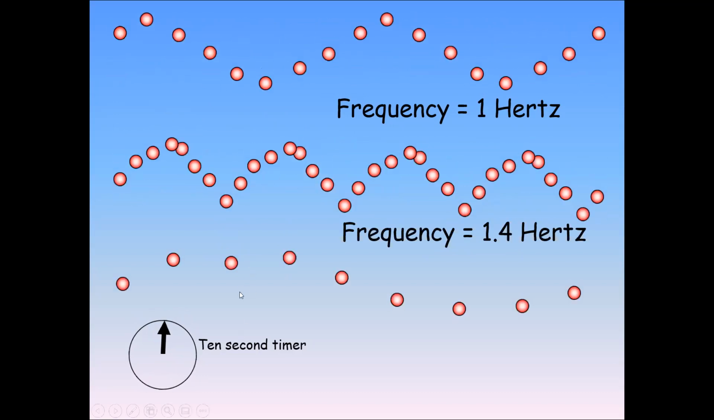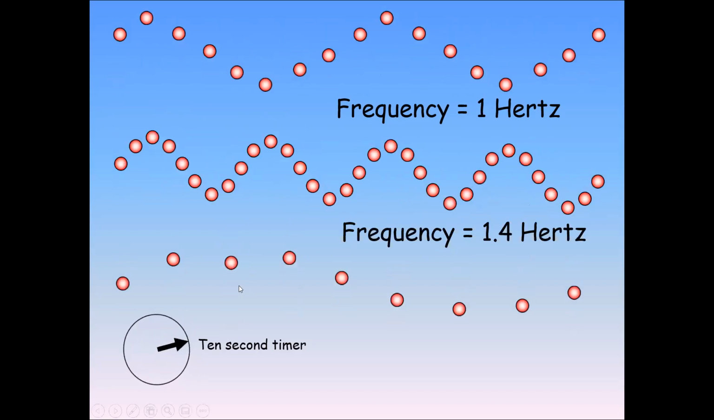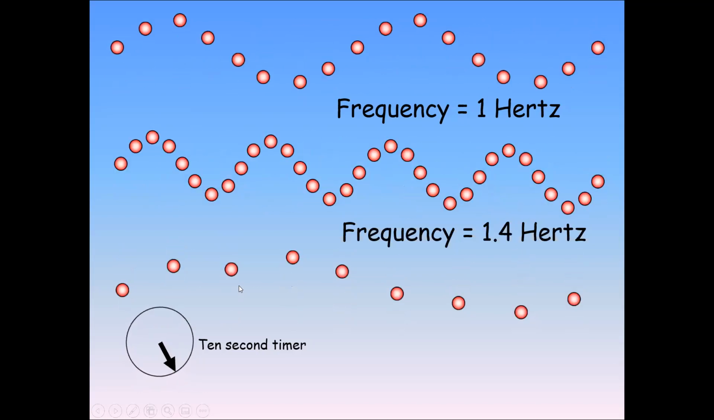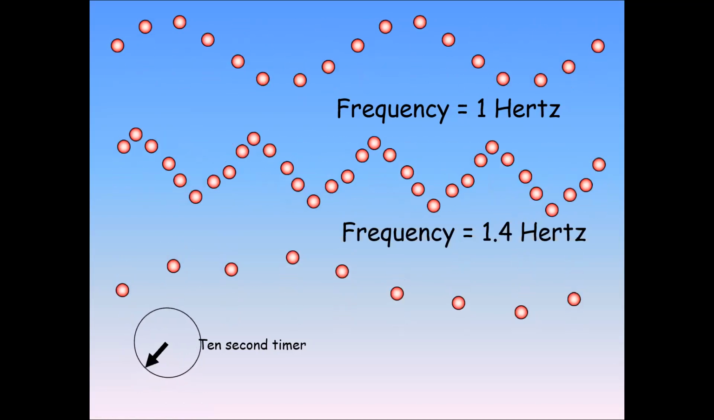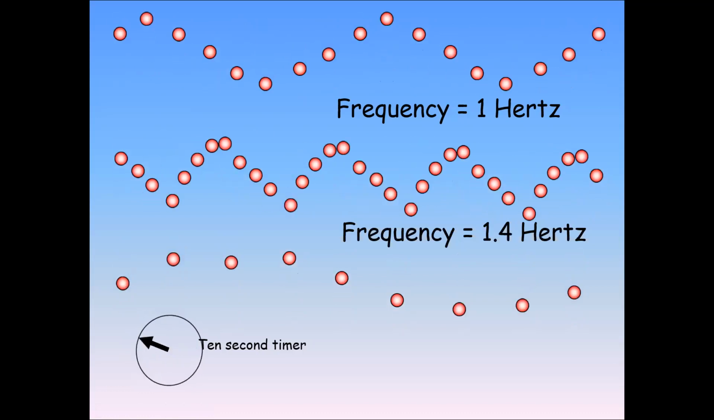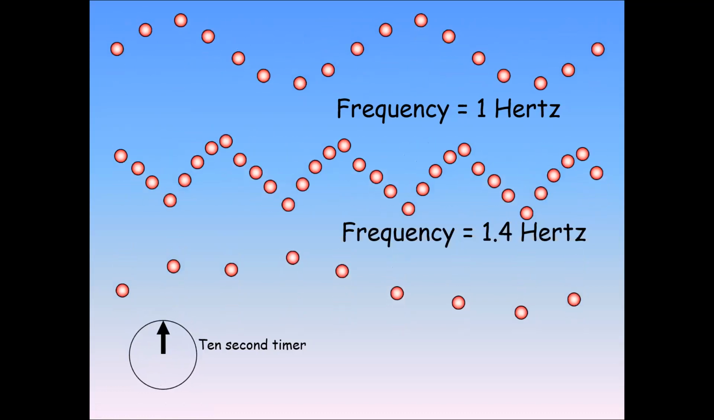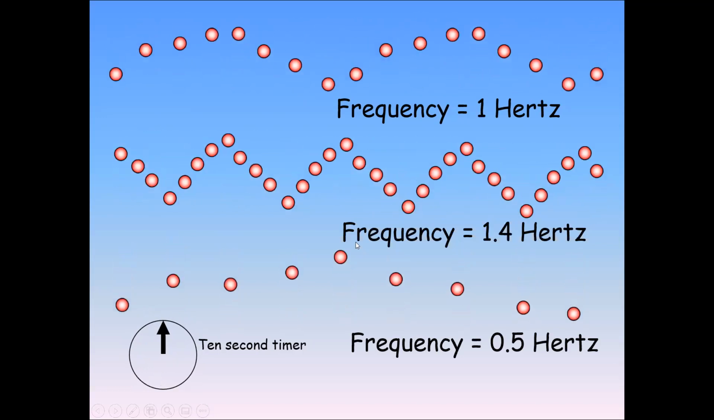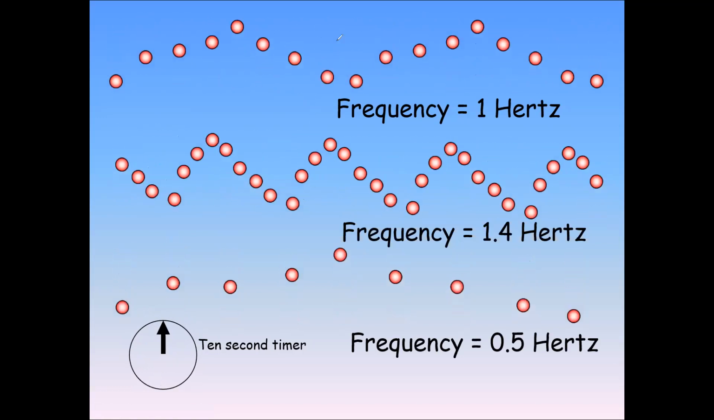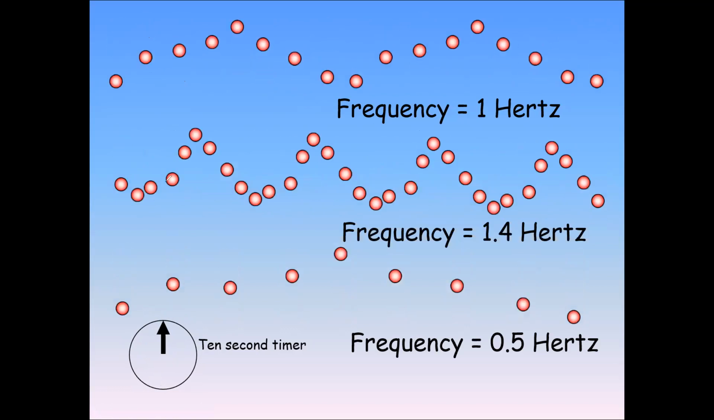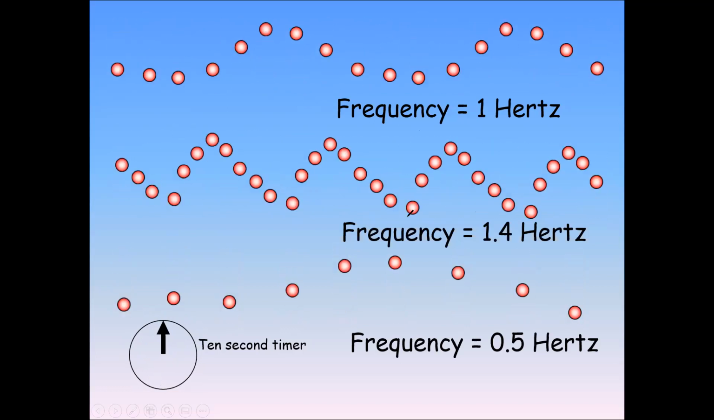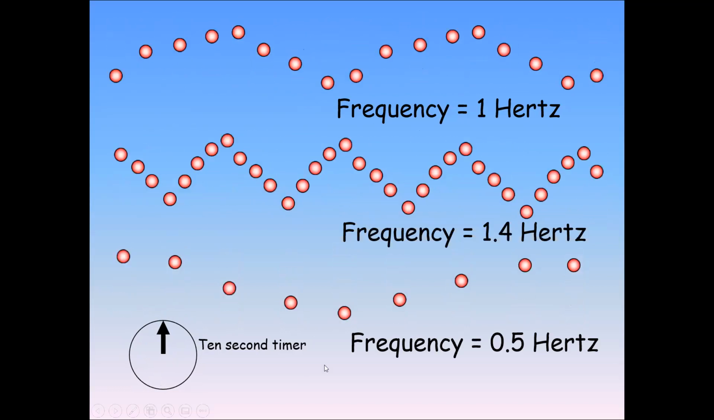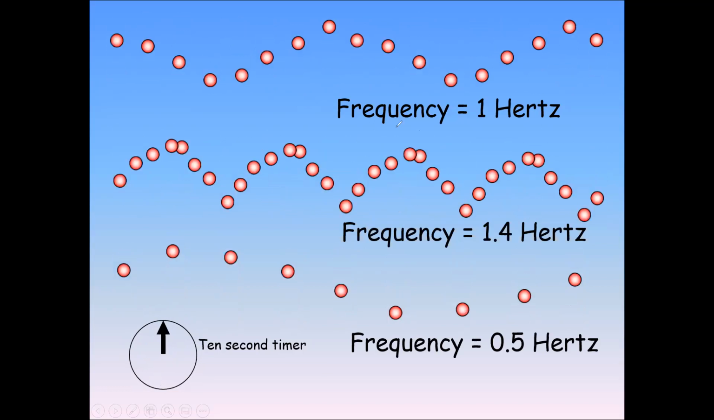And the last one, it's vibrating very slowly. As the particles are vibrating very slowly, in 10 seconds it is vibrating approximately 5 times. So 5 divided by 10, the frequency will be only 0.5 hertz. So if there are more vibrations per second, the frequency will be high. Fewer vibrations per second, the frequency will be low.